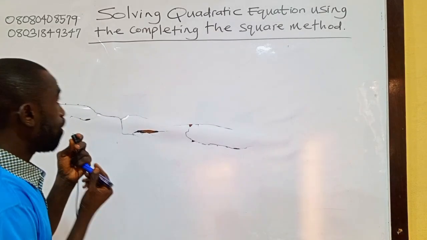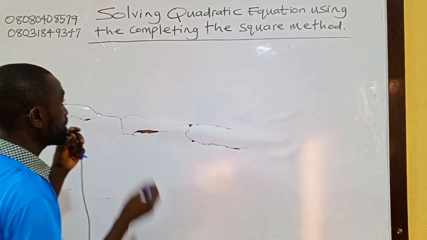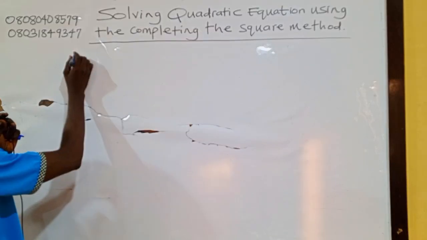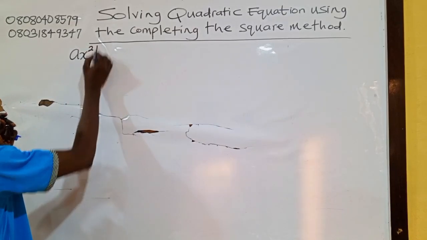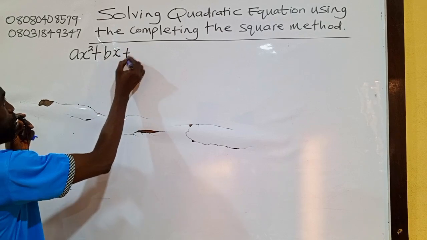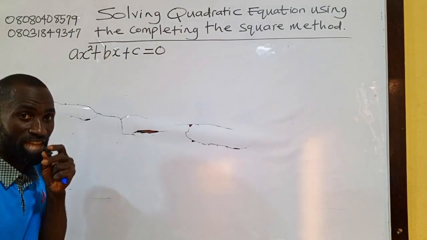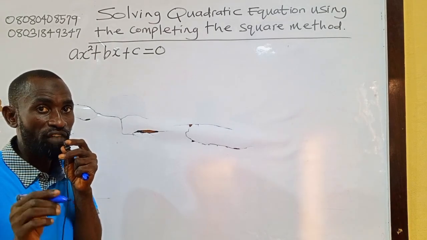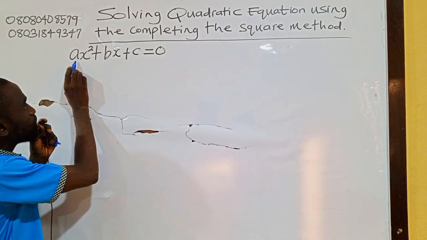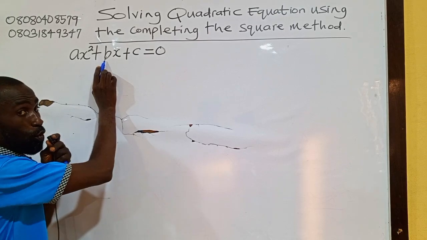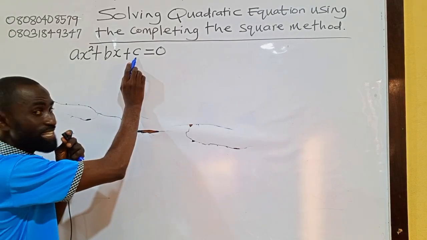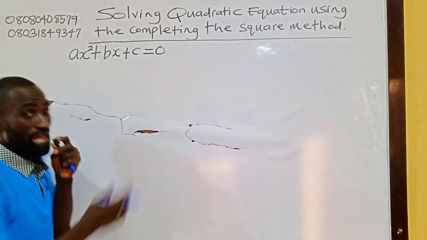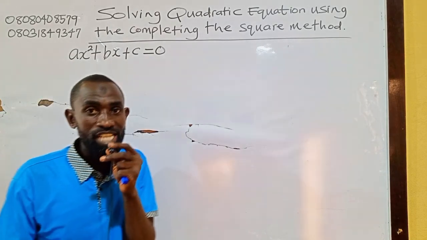Now, the general form, I want to give us the steps before we solve the question. The general form of a quadratic equation is this: ax squared plus bx plus c equals 0. So what are the steps? The first thing, I will divide through by the coefficient of x squared. a is the coefficient of x squared, b is the coefficient of x, c is the constant. So the first step is I will divide through by a, and a is the coefficient of x squared.